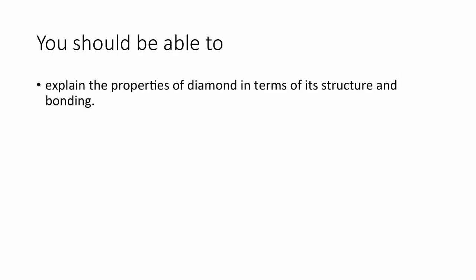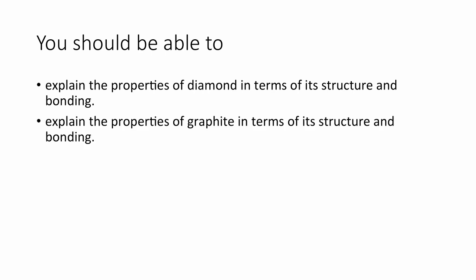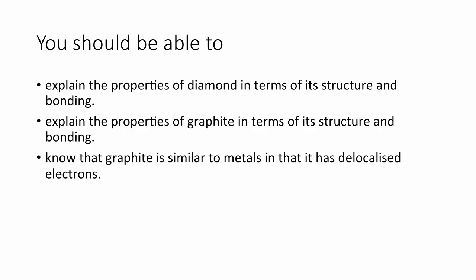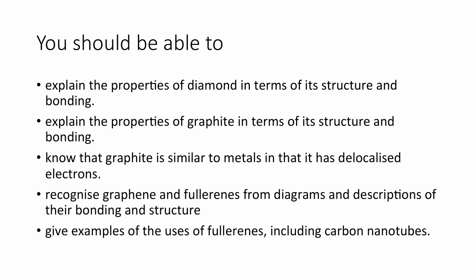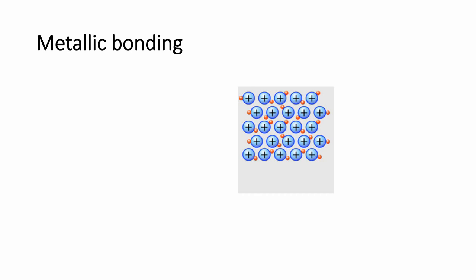Okay, you should be able to explain the properties of diamond in terms of its structure and bonding, and also graphite, and also know that graphite is similar to metals in that it has delocalized electrons and therefore can conduct electricity. You should be able to recognise graphene and fullerenes from pictures in the exam and describe their bonding and structure. You should be able to give the uses for fullerenes, including carbon nanotubes.